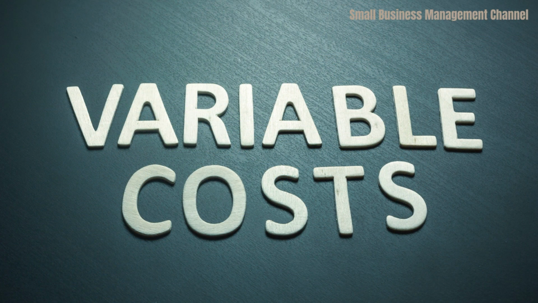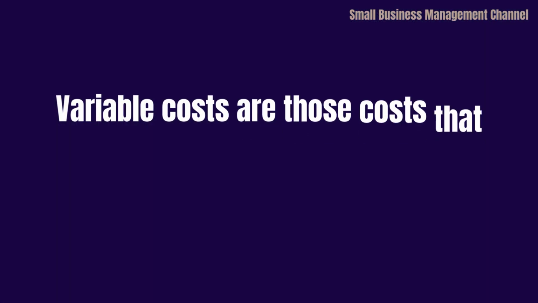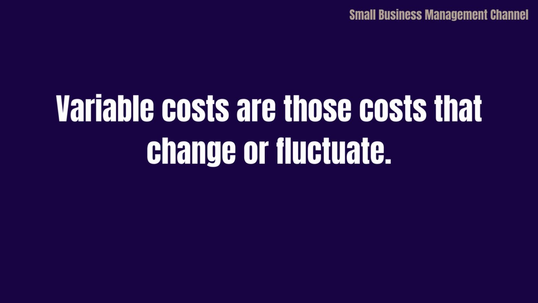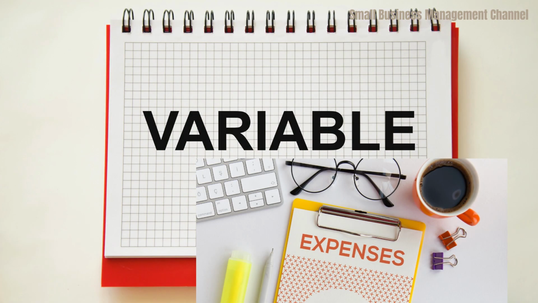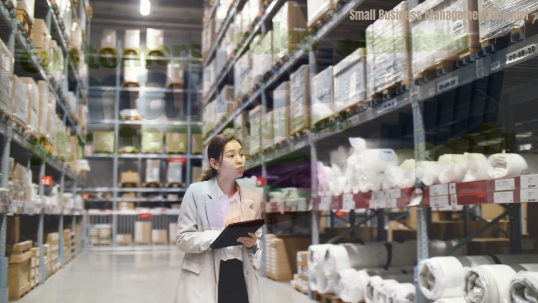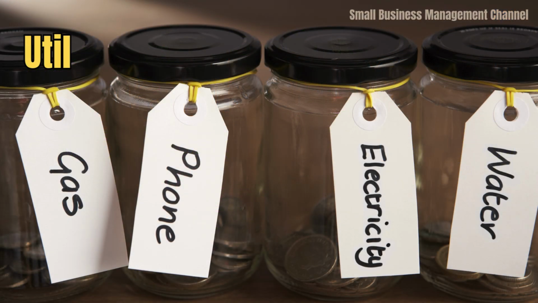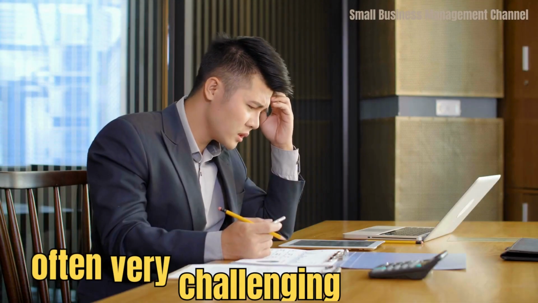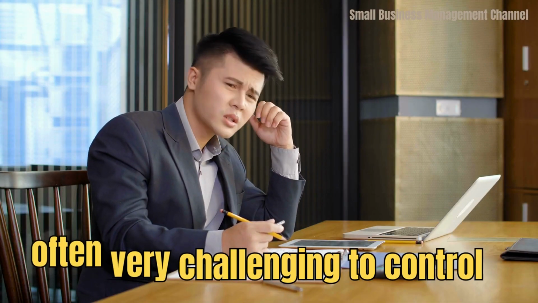2. Variable costs. Variable costs are those costs that change or fluctuate. Your business's variable expenses include stock or inventory, raw materials, marketing expenses, utilities, for example electricity, water and telephone bills, and so on. They are often very challenging to control.